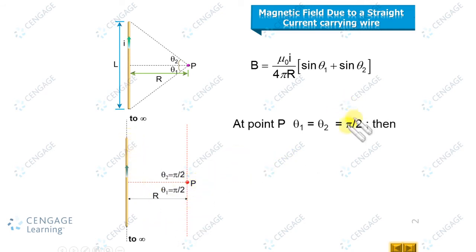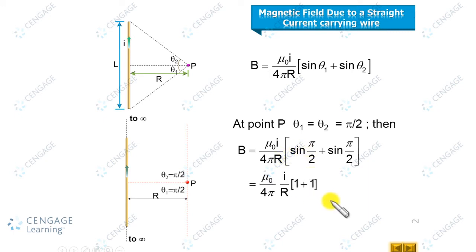Now we can substitute the value of theta 1 and theta 2 in this expression. So we can write mu naught I divided by 4 pi r times (sin pi by 2 plus sin pi by 2). This value is 1, this is again 1. So 1 plus 1 will be equal to 2. So this expression will reduce to mu naught divided by 4 pi times 2I divided by r. We can further simplify, we can write mu naught I divided by 2 pi r, right?